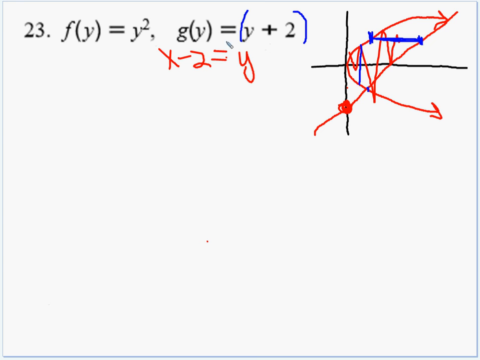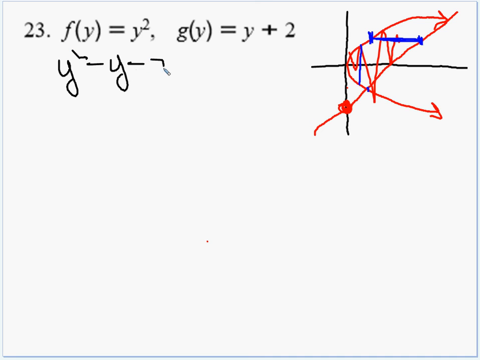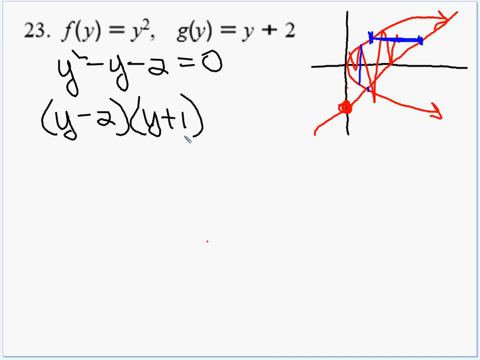So I guess first we can set these equal to each other and find the intersection points. So if we set them equal to each other and subtract the y plus 2, we're going to get y squared minus y minus 2 is equal to 0. That will factor to a y minus 2 and a y plus 1. So we get y equals negative 1 and positive 2. So down here, this point, we're intersecting at negative 1, and we'll work our way up until we get up to positive 2. So there are our lower and upper limits, negative 1 to 2.